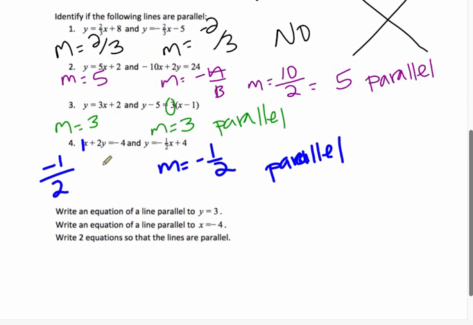Now, you could also graph these lines and look and see what they looked like, but I need you to understand that just because two lines look parallel on a graph, that does not mean that they're parallel. You have to check the slope.